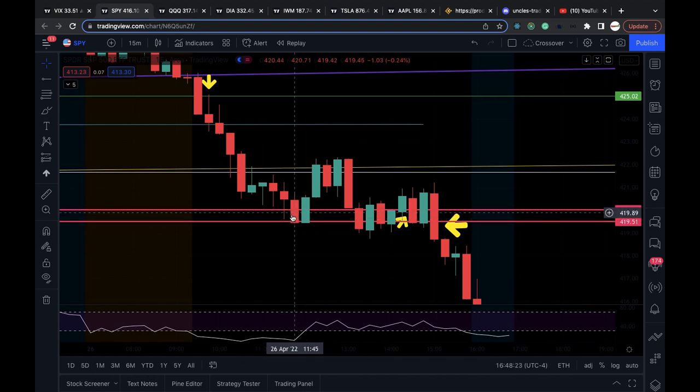And as you can see, it came down to the support zone, recaptured it, gave us a nice recapture and pushed it all the way back up to resistance around 421.7 to 422. Gave us a recapture here, false breakdown, recapture here, false breakdown. That's where it got tricky a little bit.